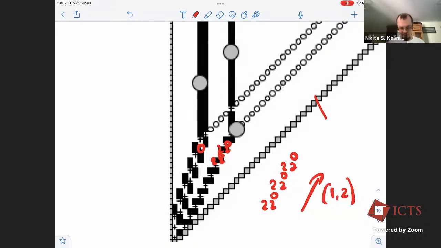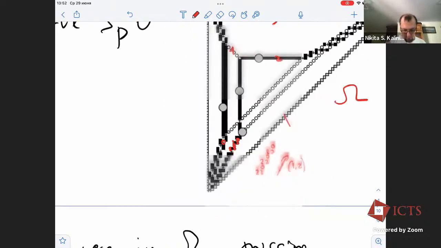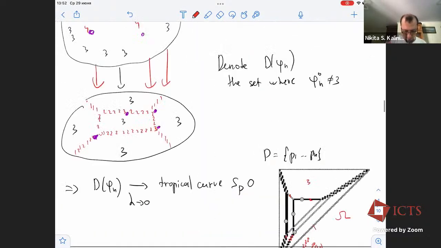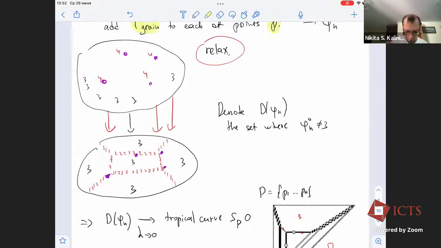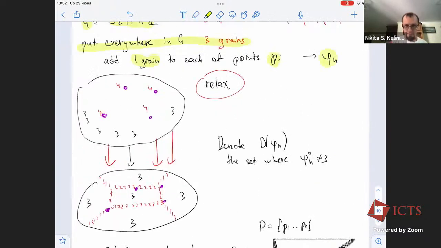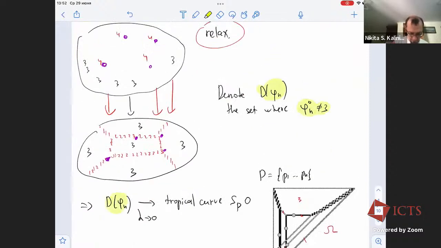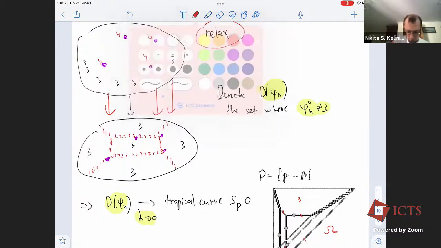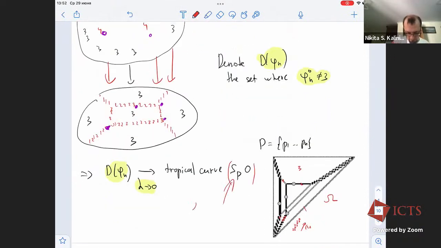Well, okay, so formally it looks as follows. Formally, we say that, let us denote this state by phi_h. So this state depends on h. And then I denote by D(phi_h) the set where the relaxation is not 3. And then this set converges as h goes to 0 to a tropical curve. This tropical curve will be denoted as P_0, explained later.